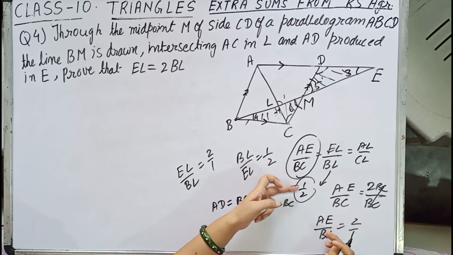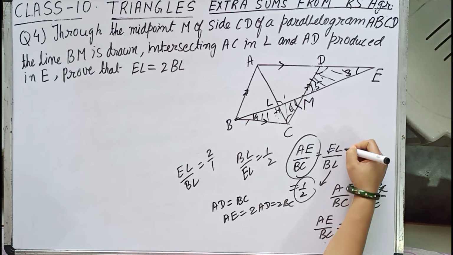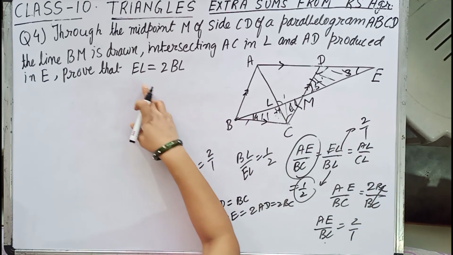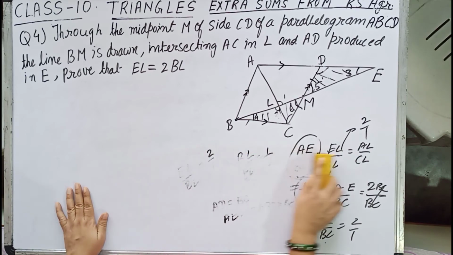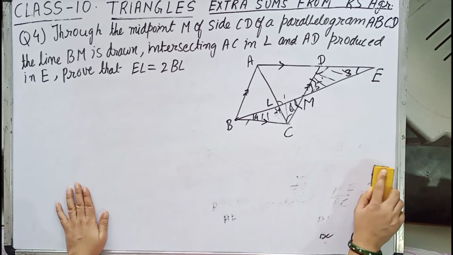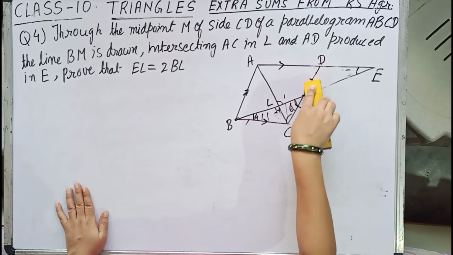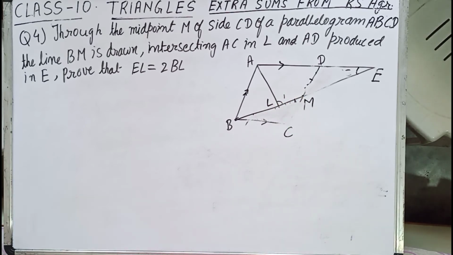So we have got AE by BC equals 2 by 1, so we have got this ratio as 2 by 1. By cross multiplication we get EL equals twice BL, and hence the result. Whatever idea or technique I have explained over here, let me prove it. Before seeing the solution, children, you attempt by your own, because I have explained the concept. So let us start the solution.